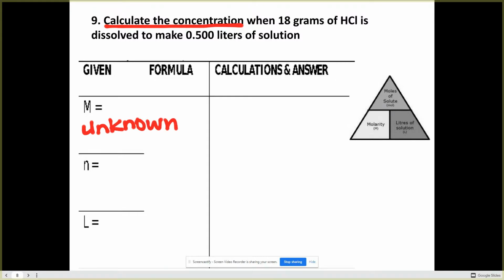Okay. And we got 0.500 liters, so we can use that. It's 0.500 liters of solution. The problem is 18 grams. Again, we have no space for grams. It has to be in moles. So we have to find the molar mass of HCl and use that to convert it.